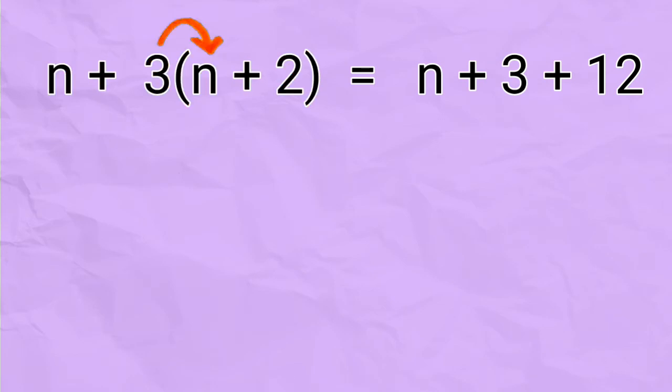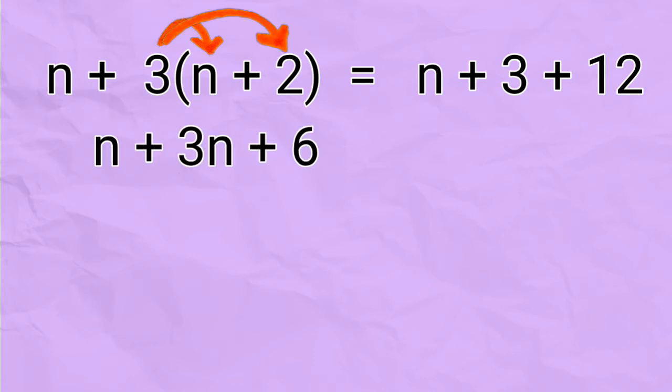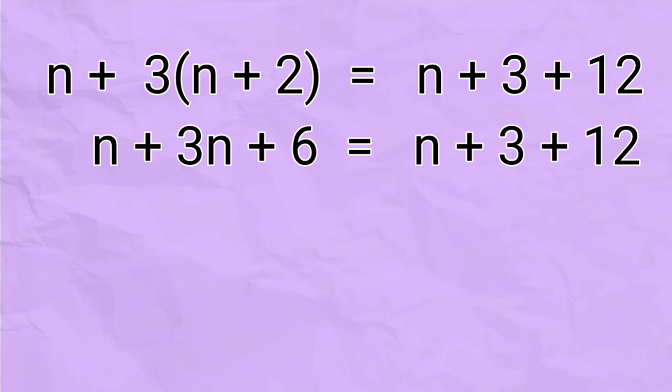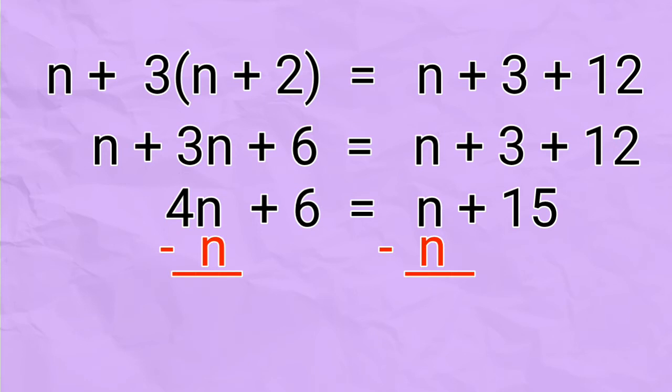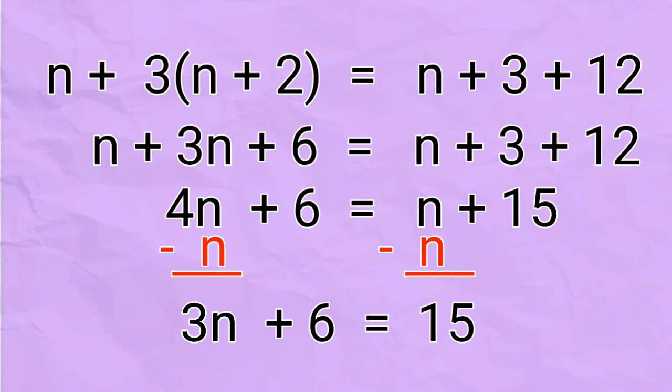We'll distribute the 3. That gives us n plus 3n plus 6. Now, on the left side, we'll collect like terms. And on the right side, we'll add up the numbers. So we'll get 4n plus 6 equals n plus 15. Now we want to collect all the n's on one side of the equation. So we'll subtract n from both sides. That gives us 3n plus 6 equals 15.